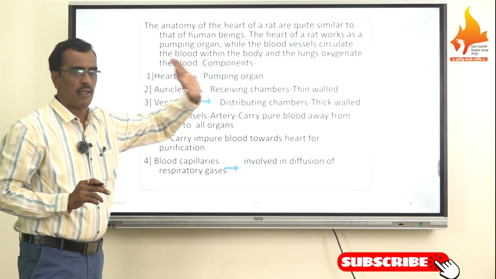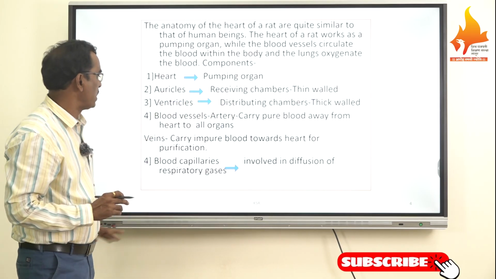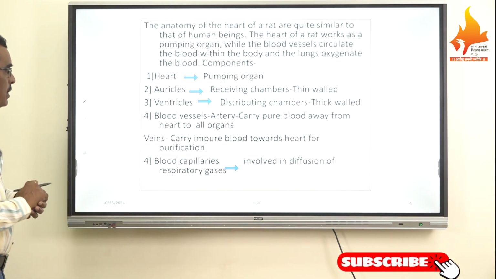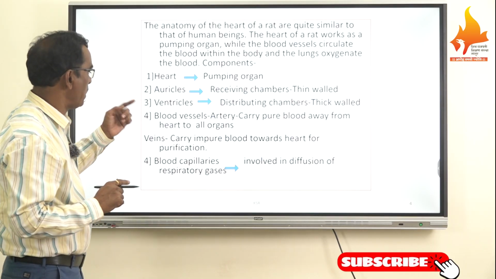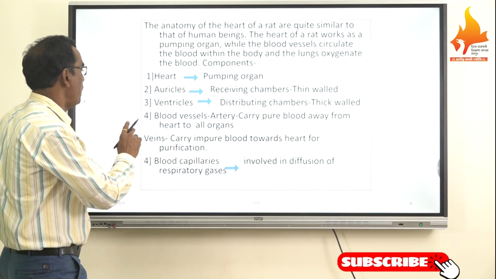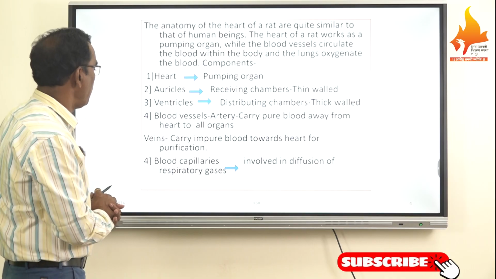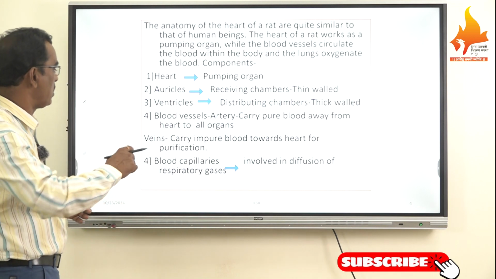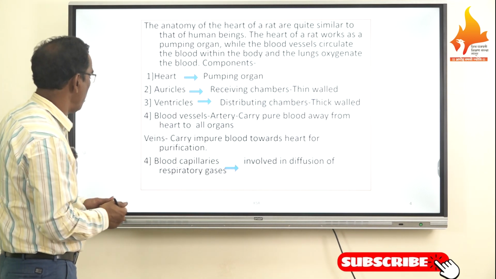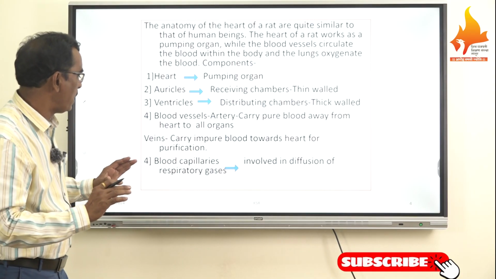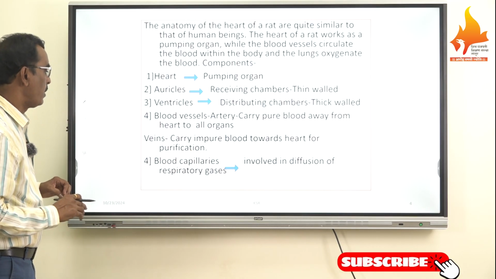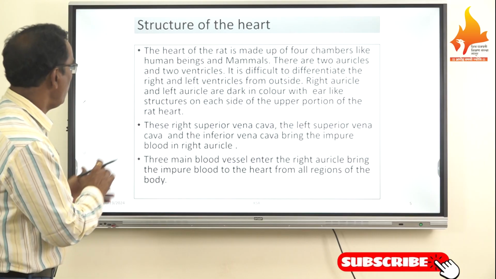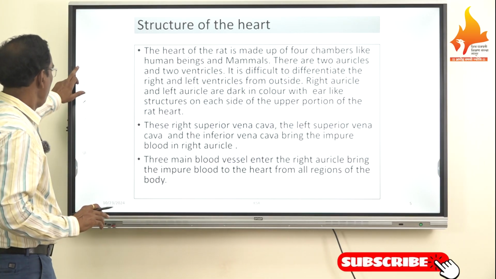Auricles are receiving chambers, these are thin walled. Ventricles are distributing chambers, these are thick walled. Blood vessels are the arteries, which carry the pure blood away from the heart to all organs, but here one exception is there, the pulmonary artery, which carries the impure blood. Then veins carry the impure blood towards the heart for purification, and here the pulmonary vein is the exception, which receives the oxygenated blood from the lungs and distributes it to all body parts. The blood capillaries are involved in the diffusion of the respiratory gases.